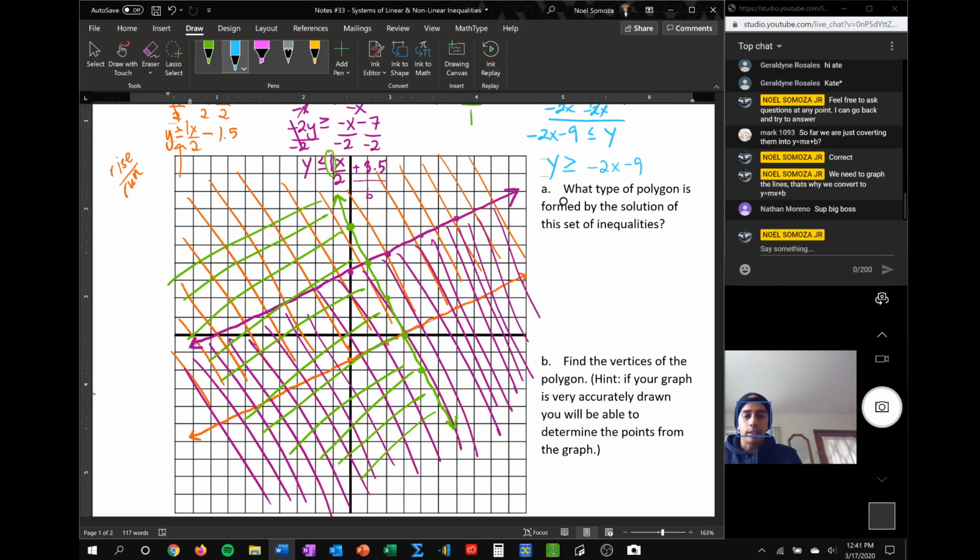All right, so now let's go ahead and graph it. If I have negative 9, then I have a point way down here on the graph.